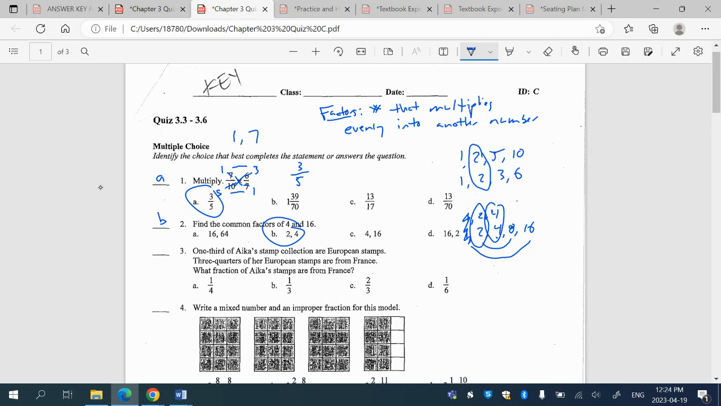I think it's the same here because we have 1/3 and then we have 3/4 of 1/3. So it's just the same, but they're reversed. So I think the answer is still B. So 1/3 times 3/4 is the same as 3/4 times 1/3. You still get 1/4.